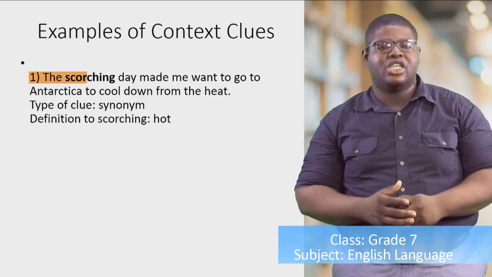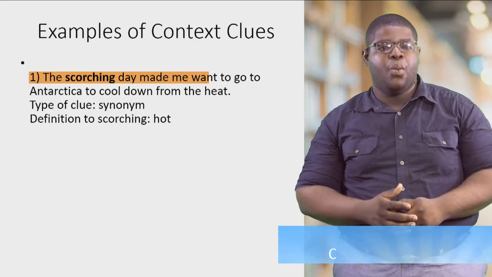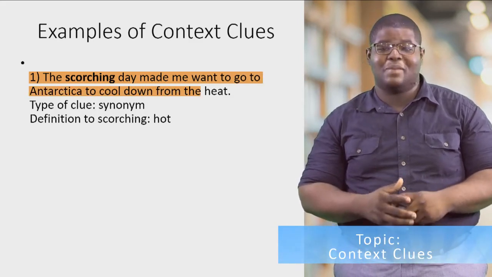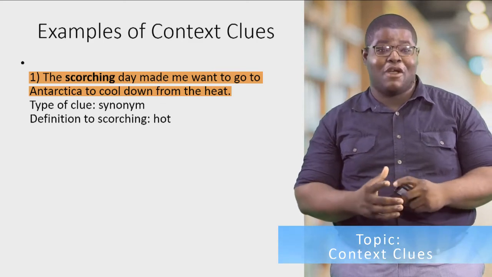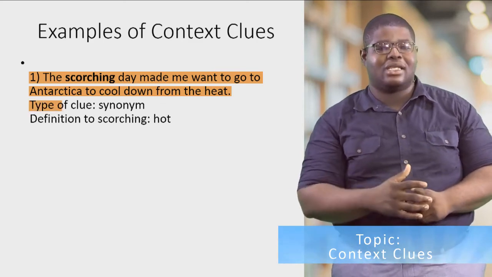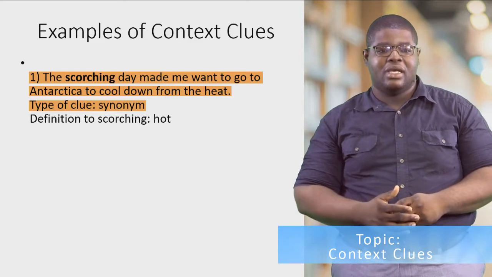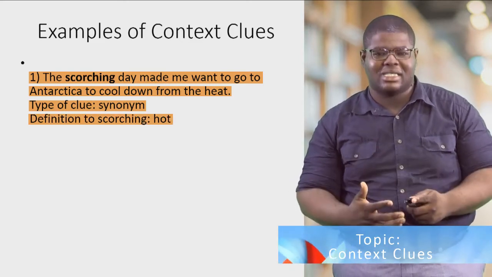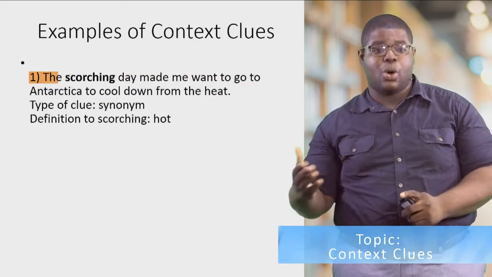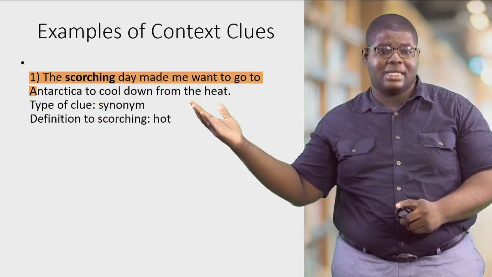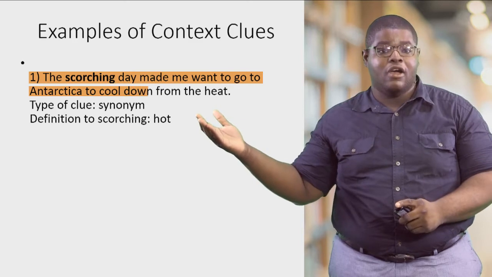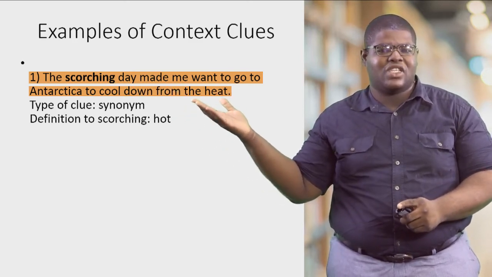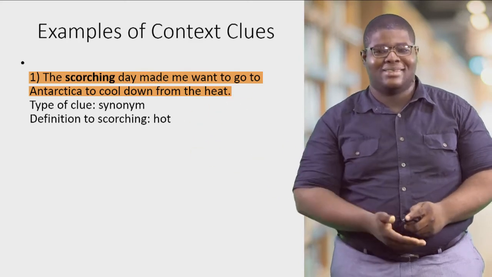The scorching day made me want to go to Antarctica to cool down from the heat. And right now the place is very hot. So the type of context clue we have there is synonym. And we have the definition to scorch. We understand that scorching means hot. So let's go over it again. The scorching day made me want to go to Antarctica to what? Cool down from the heat. So this heat tells me that, you know what? If it's scorching, it has to be hot.